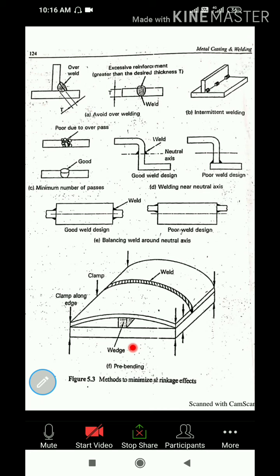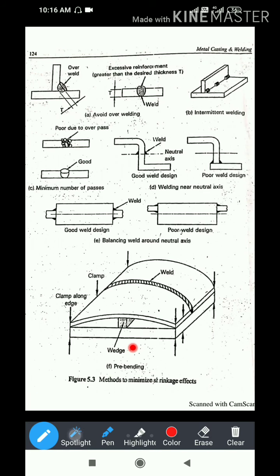In this first diagram over here, you can see overwelding. There are two diagrams. In this diagram a single weld is done. If the workpiece is welded the first time, if you are joining two materials by depositing welding material or filler material, you should not overweld.